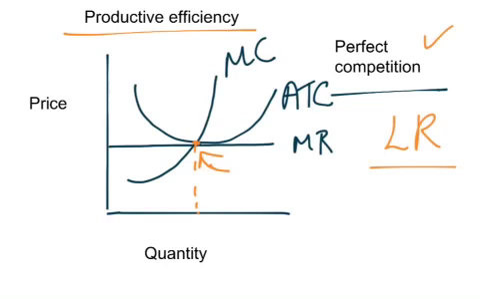Because remember, in the short run they can have profits, so maybe they would be producing. It's possible in the short run to be producing at a level of output that is not at the profit maximizing, or to be producing at a level of output that's not at the low point of the ATC.